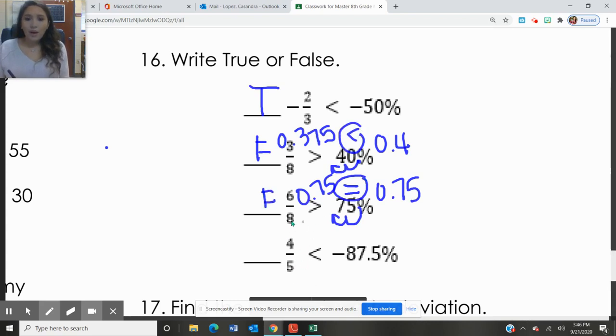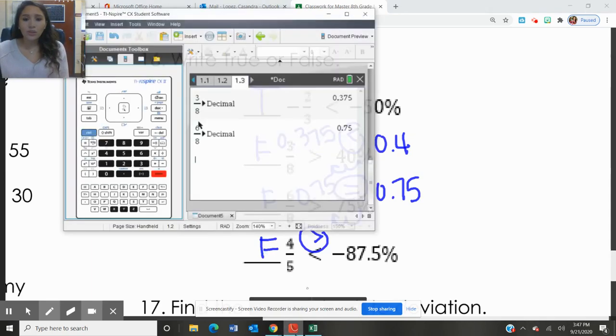Okay, now I have 4/5 is less than negative 87.5%. Right off the bat, you should be able to tell that this is false because this is a positive number and this is a negative number. So 4/5 should be greater than negative 87.5%. This is false. If you wanted to check this in your calculator, there's also another way you can do this.